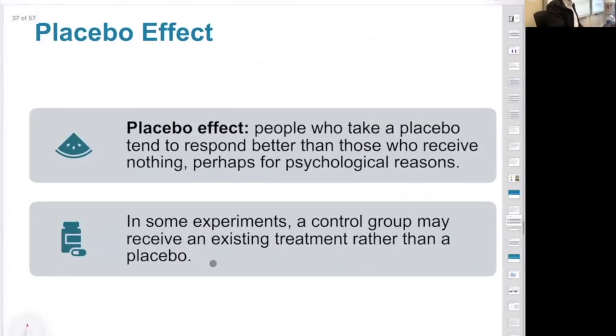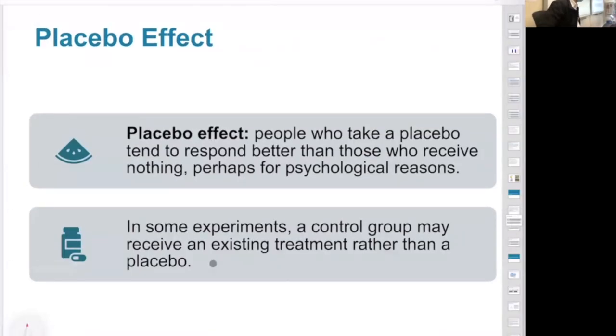What is the effect of placebo? Placebo means fake treatment, or the group who will take the fake treatment. People who take a placebo tend to respond better than those who receive nothing. So when I have two groups, and I tell the subject, you will be in the group that will not take anything.